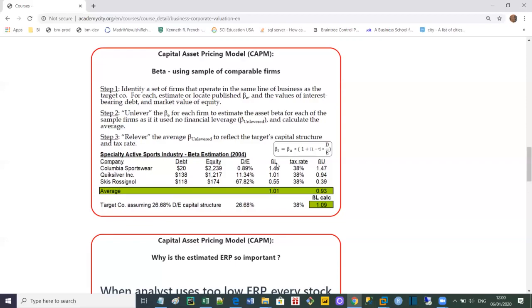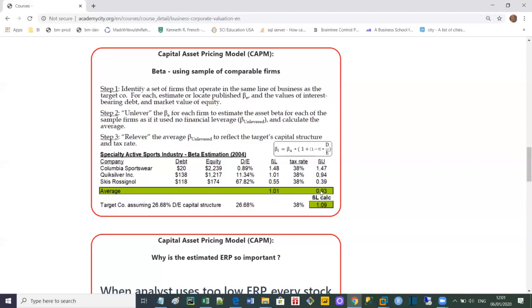In other words, we have the beta L, we have the D over E, and we have the tax rate. We know all the stuff that we have in the parentheses, so we can just divide the beta L by that factor in parentheses. We arrive at beta unleveraged. This way we find the beta for each one of those companies. We take the average of all of them and we get an average of 0.93. This is the estimation of the unleveraged beta of our company.